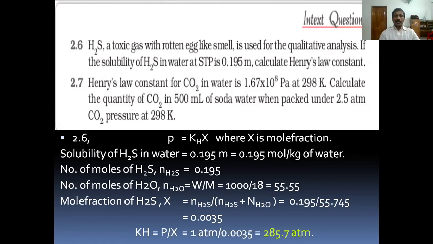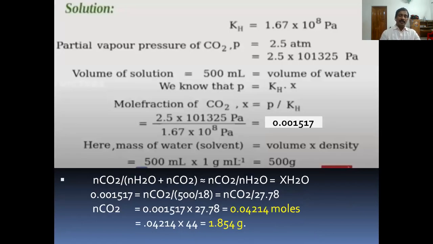Now the second question. Henry's law constant for CO2 in water is 1.67 into 10 raised to 8 Pascal at 298 Kelvin. Calculate the quantity of CO2 in 500 ml of soda water when packed under 2.5 atmosphere CO2 pressure at 298 Kelvin. So the pressure of CO2 at 298 Kelvin is given as 2.5 atmosphere. So we have to convert it into Pascal. What is the reason? Henry's law constant is given in Pascals. So we have to convert the pressure of CO2 into Pascal. This one is also solved in Victor's channel when it is described.